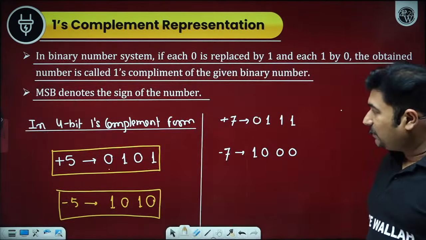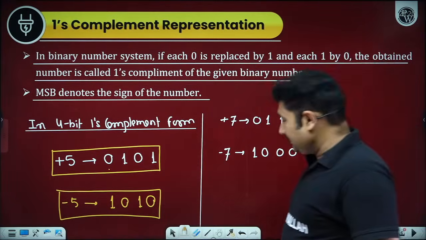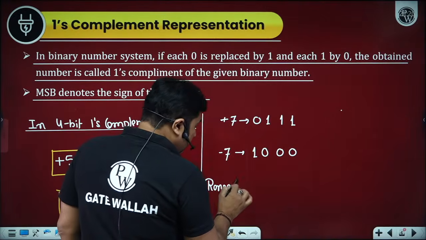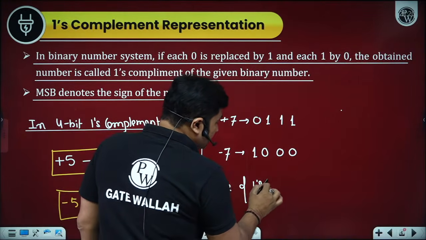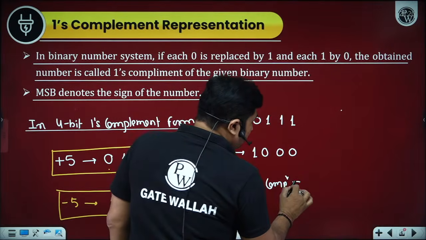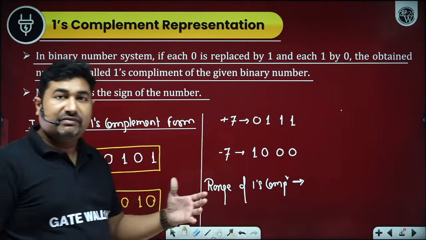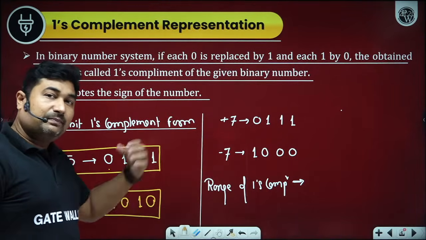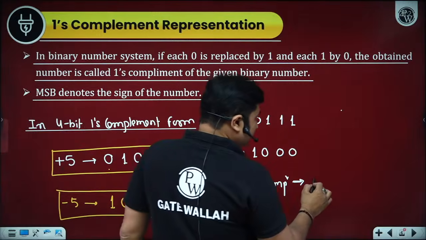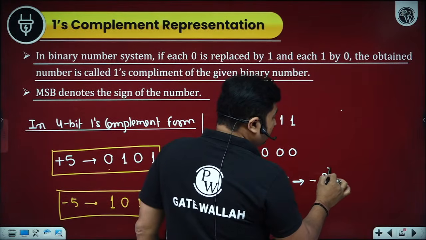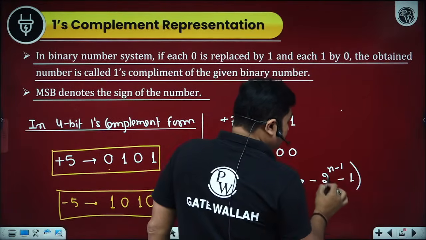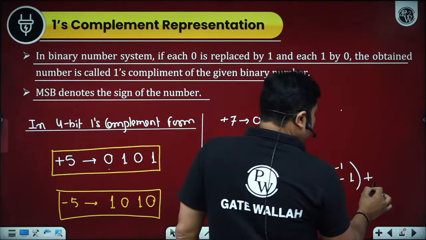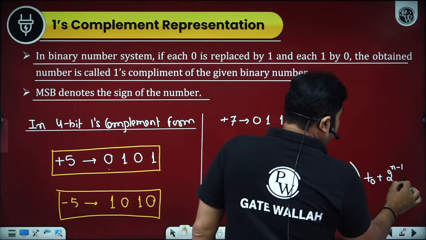Now please observe. Can you please tell me what is the range of 1's complement? For n bits, for a 4-bit number, minus 7 is the least number and plus 7 is the largest number. So the smallest number is minus of 2 to the power n minus 1, whole minus 1, where n is 4, then you will get minus 7. Is it okay? And the largest is plus of 2 to the power n minus 1, minus 1.